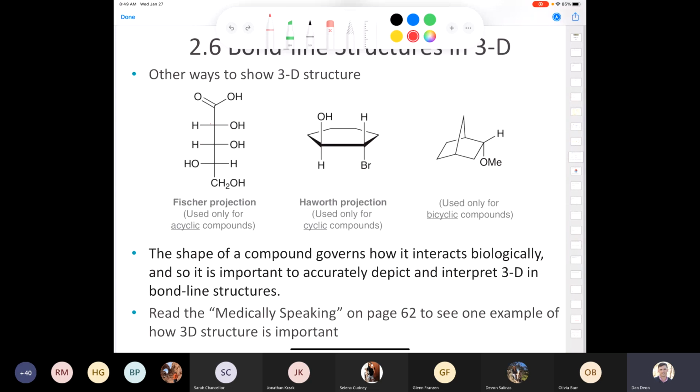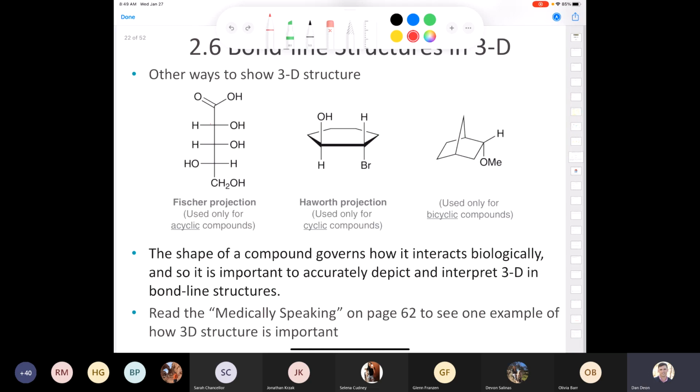The next one is what I call a Haworth projection. I hear some people pronounce it differently, whatever. Anyhow, a Haworth projection is also used for cyclic compounds. Now you can see that these 2 groups, the hydrogen and the hydroxyl, are above the ring, and then these 2 are below the ring.